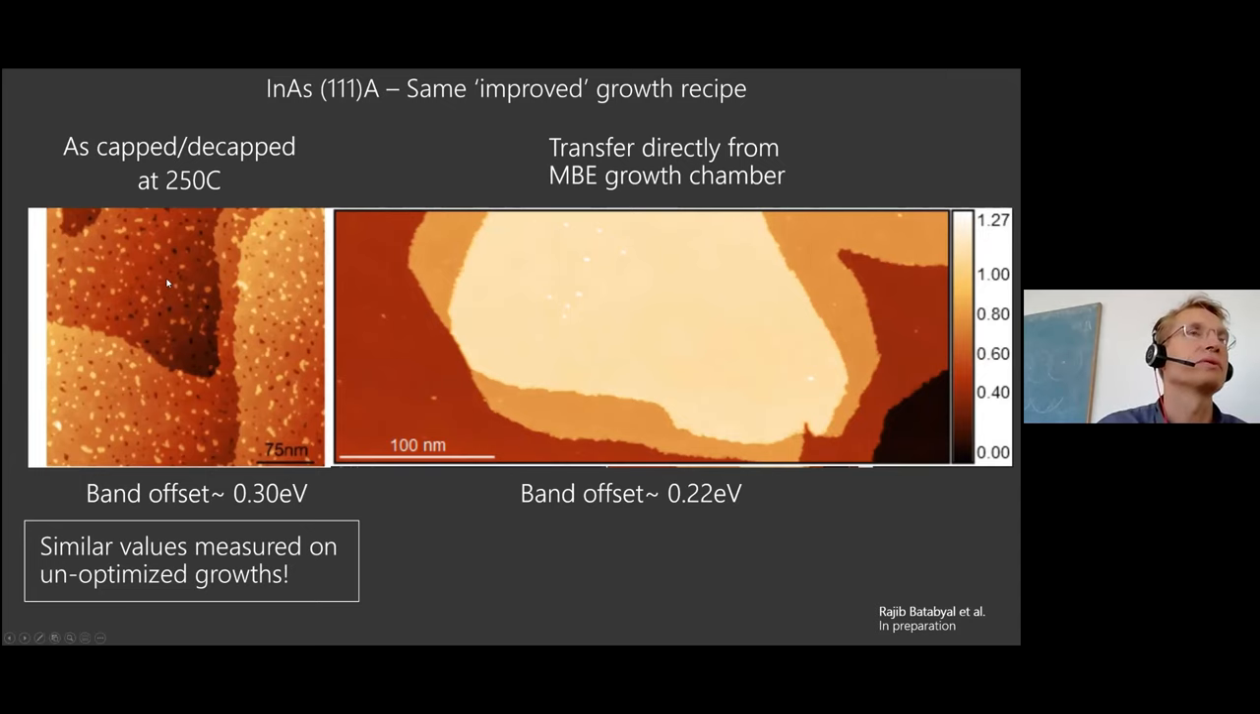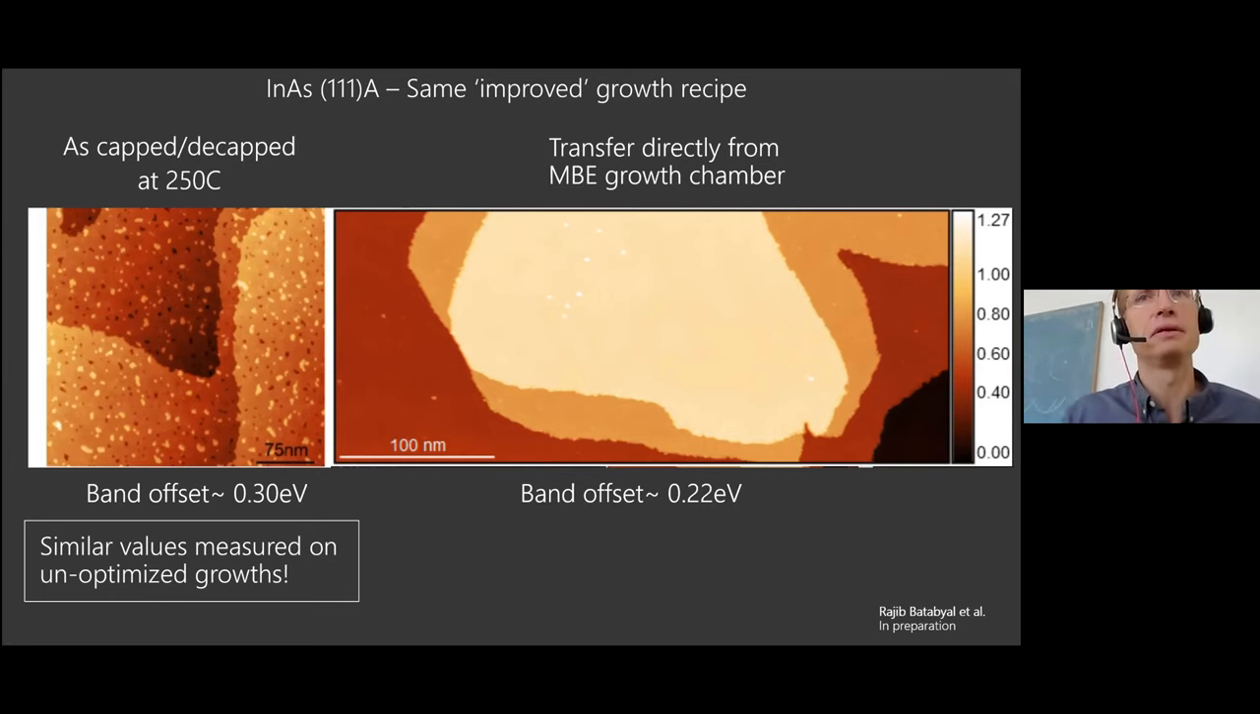This is what we typically say is the cleanest way to do it. But you also leave many islands and island vacancies under the surface, which we can see with the STM. This is not typically something we can see with AFM, for example, after it's oxidized. Here it is really, really clear. And on the same one, if we don't put amorphous arsenic on and decap it, it's much cleaner. And also the band offset really changed a lot.